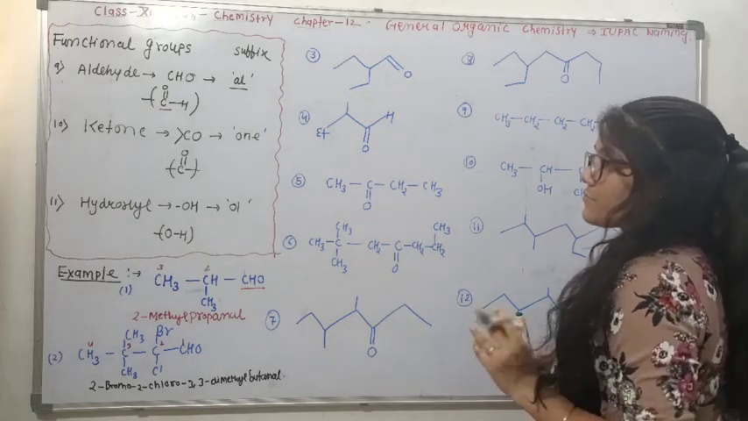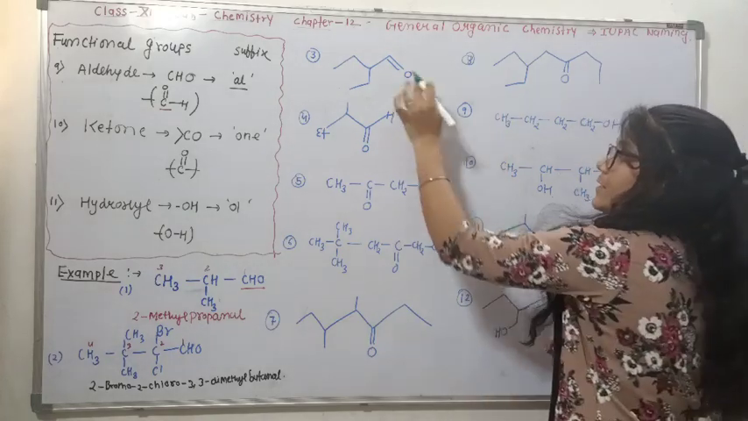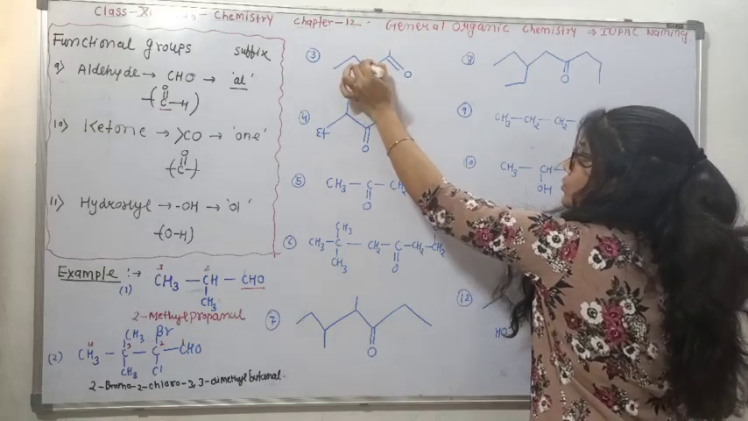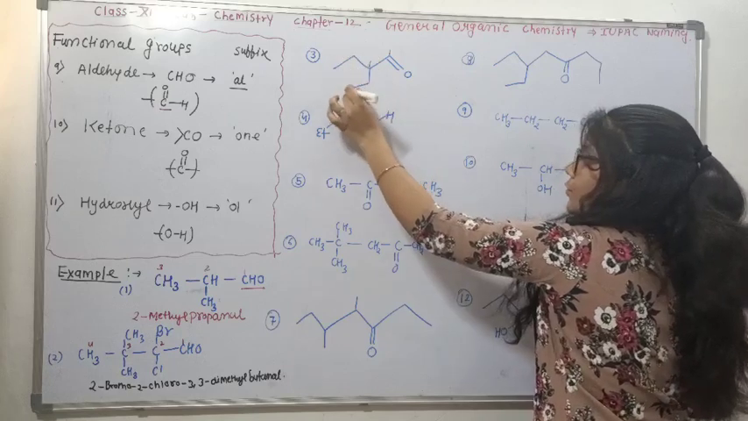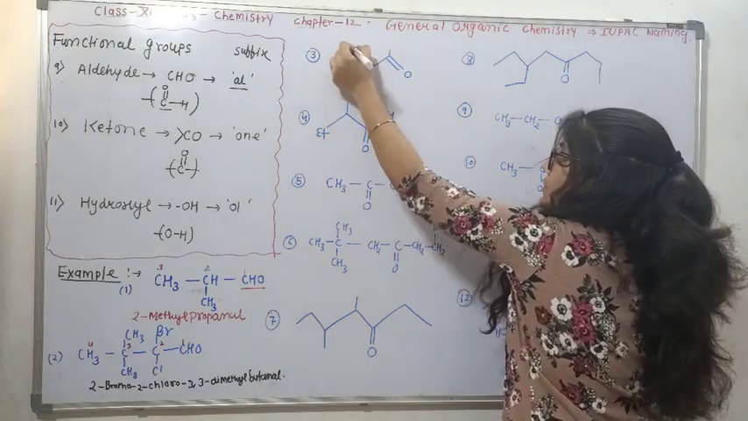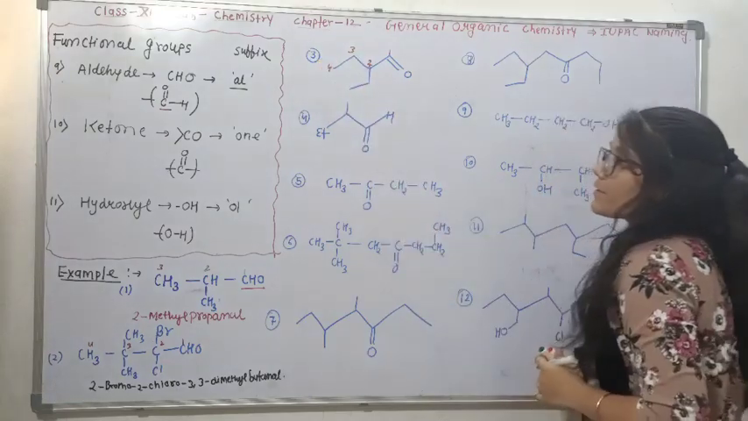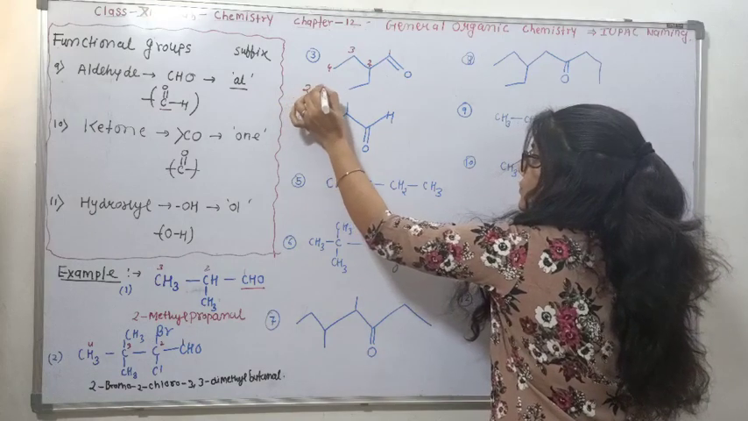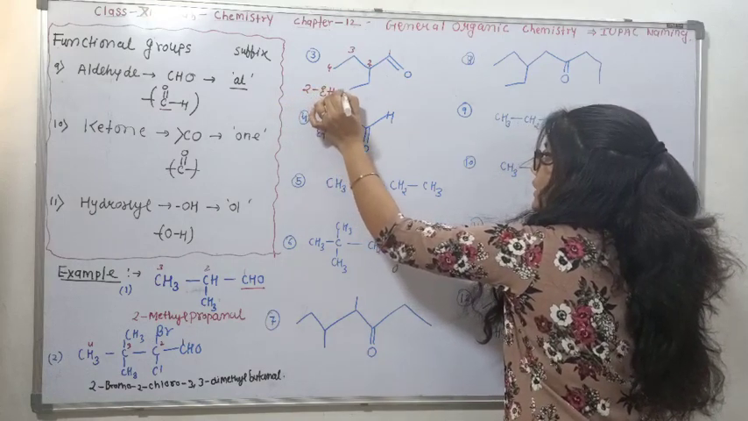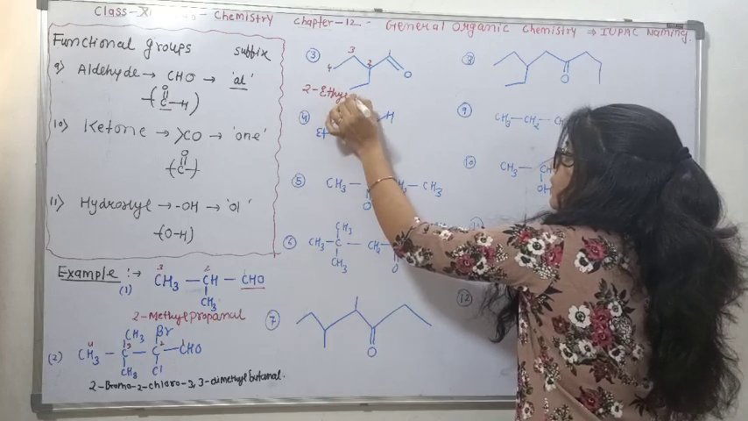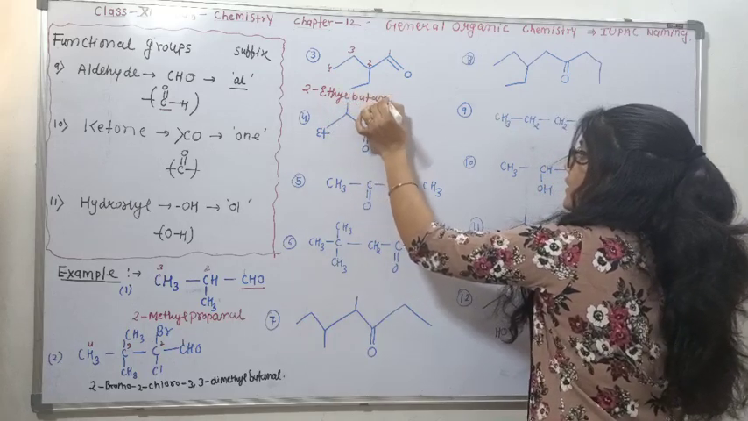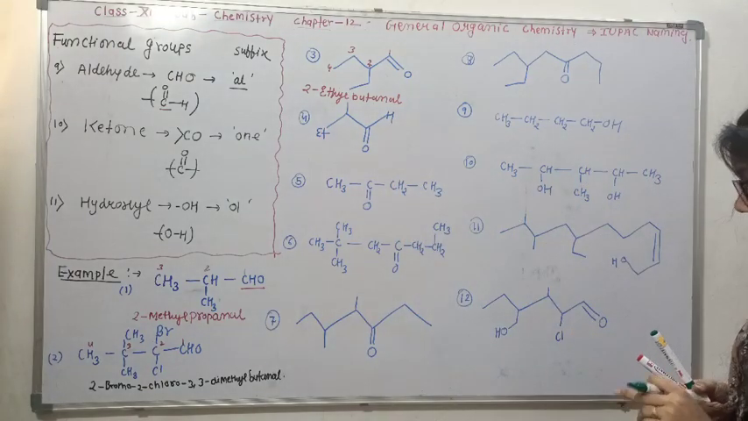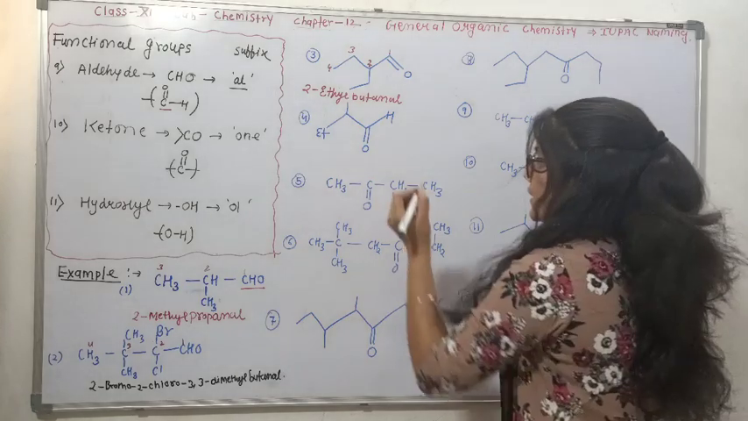Okay, next, which is a line structure. There is no carbon written, carbon is here. 1, 2, 3, 4. You can choose any direction. Now write the name. On carbon 2 there is an ethyl group. So we'll write 2-ethyl butanol. Okay, 2-ethyl butanol.